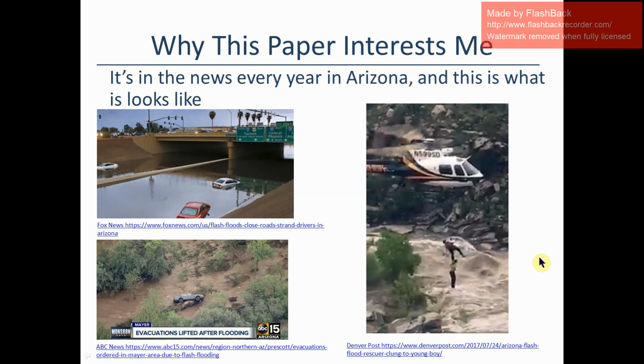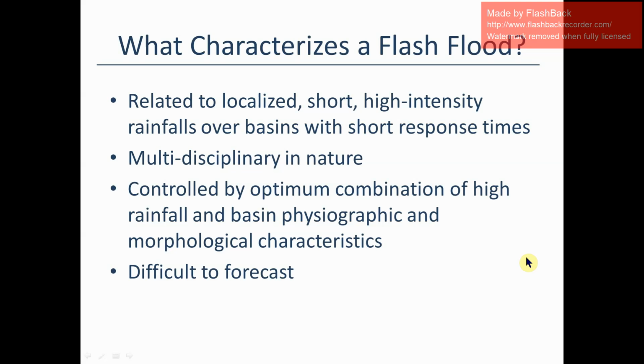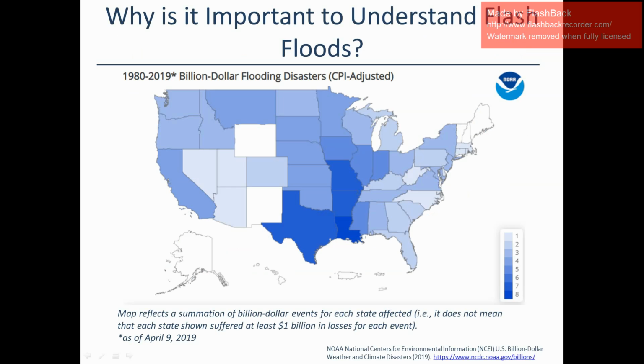So what characterizes a flash flood? Well, from this paper, it demonstrated and discussed that a flash flood is related to localized short, high-intensity rainfalls over basins with short response times, that it's multidisciplinary in nature, controlled by optimum combination of high rainfall and basin physiographic and morphological characteristics, and it's difficult to forecast. Flash floods are a majority of floods which cost billions and lives.